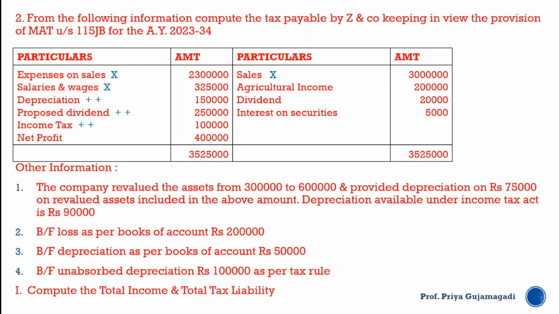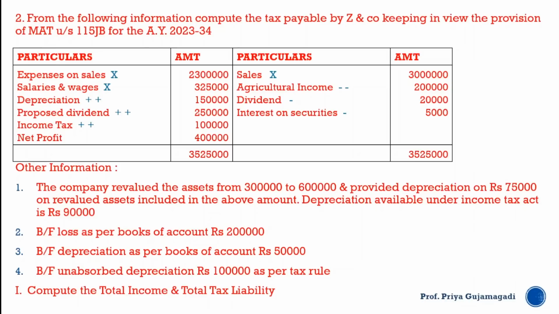Dividend is income from other sources. So while calculating total income, some adjustment needs to be done. Other than business, any incomes that are there, while calculating normal provision we have to minus them. In MAT there is no entry of dividend. Interest on security is also income from other sources. Dividend is also income from other sources. So that also we are going to deduct in normal provision.